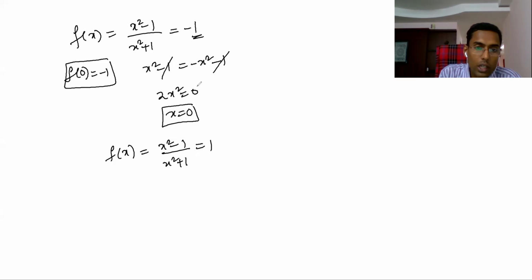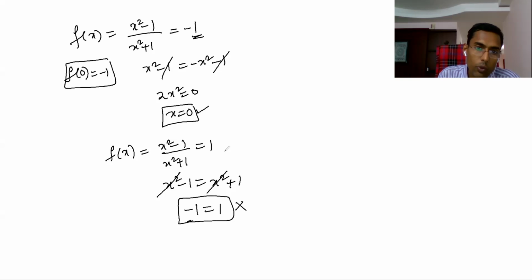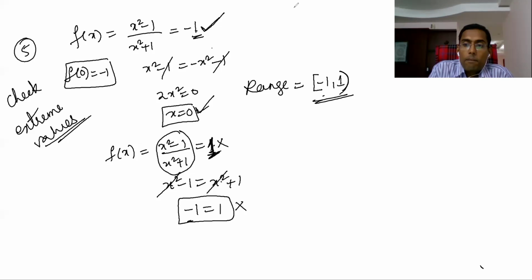Minus 1 we are getting for x equals 0. Plus 1, do we get or not? X square minus 1 equal to x square plus 1. Whatever x value you put, minus 1 equal to plus 1 you get. So this is not possible. Therefore, this one won't be there. So what is the range? The range is from minus 1 to plus 1, excluding 1 only. We'll go to the next model. What is the next model?